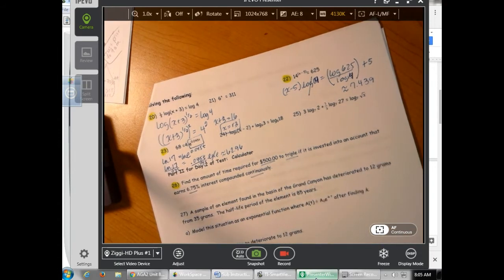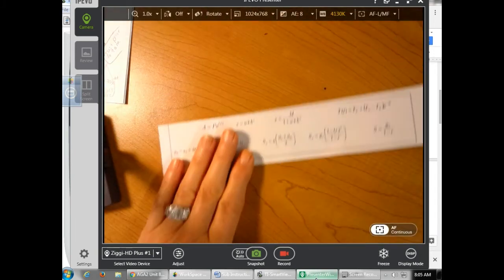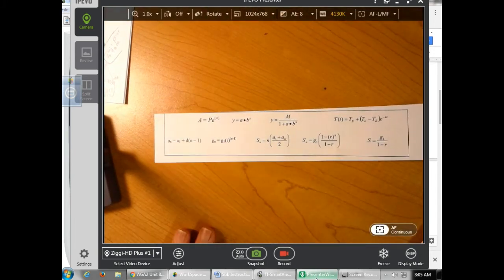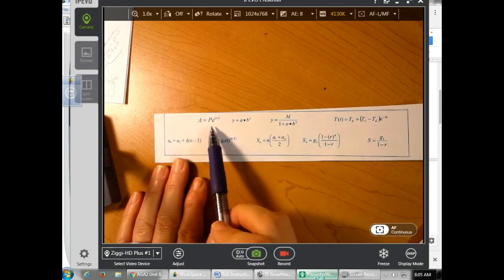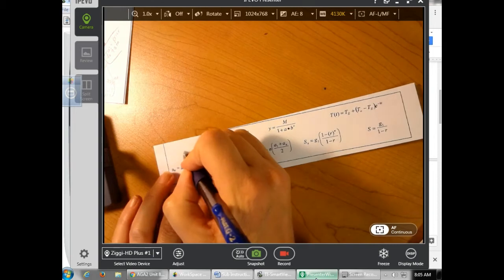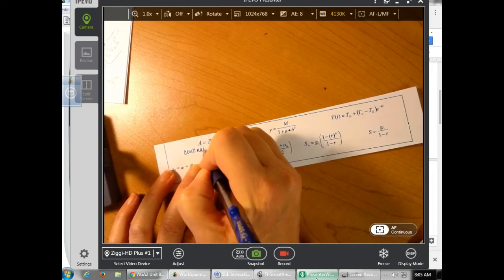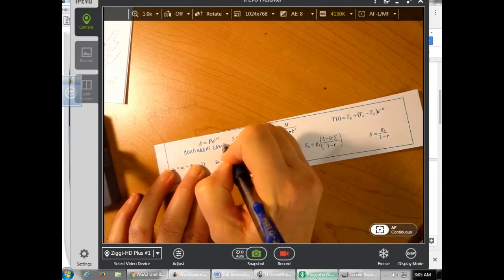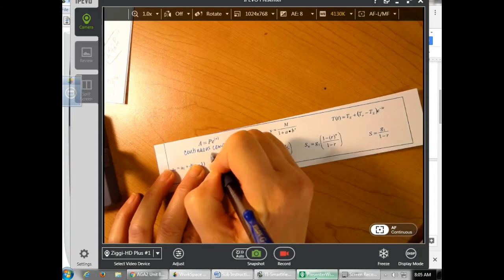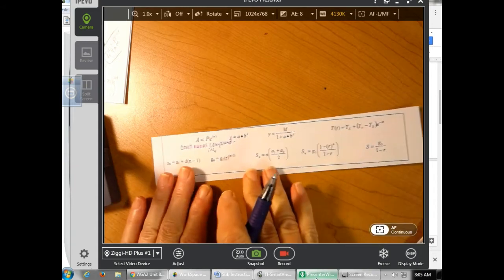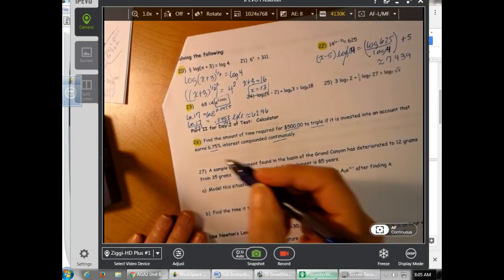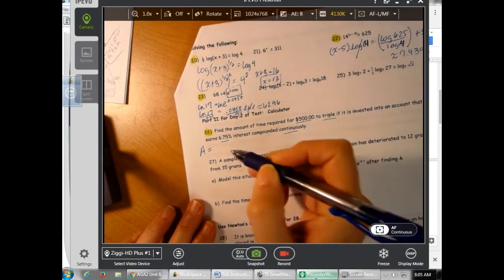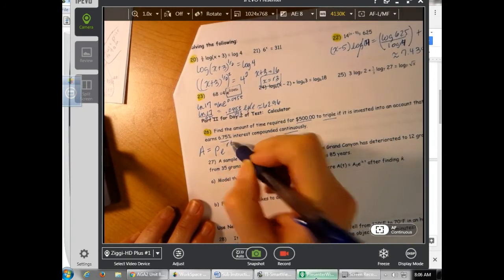Okay, what I'm going to show you now is the little slip that you'll be given on test day. So when you have a problem like this and it says continuous compounding, it's going to be this formula right here. Continuous compounding goes right here. I had to abbreviate it there. So we're going to use A is equal to P times e raised to the r times t. So A is equal to P times e to the r times t.